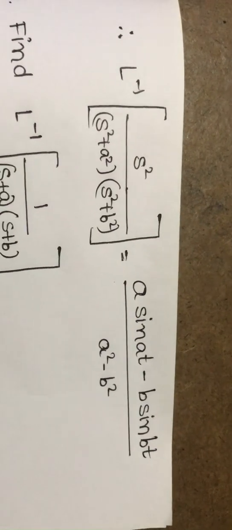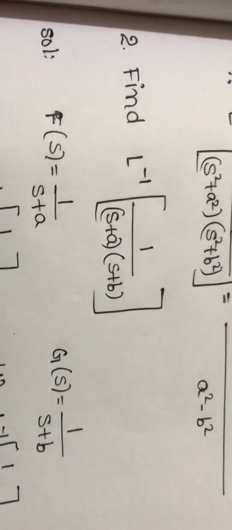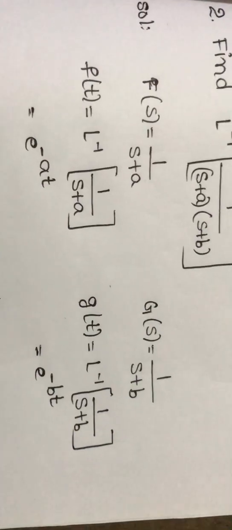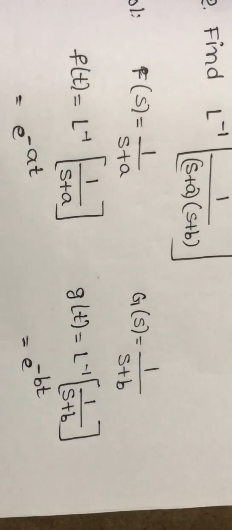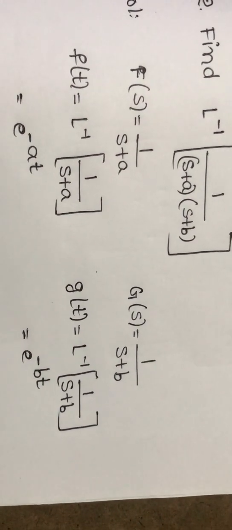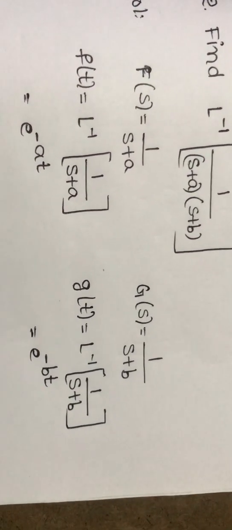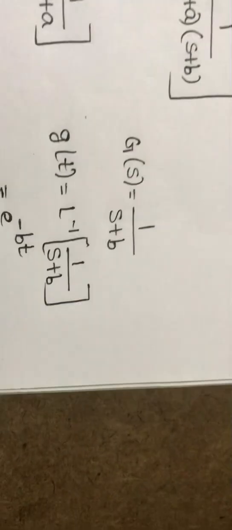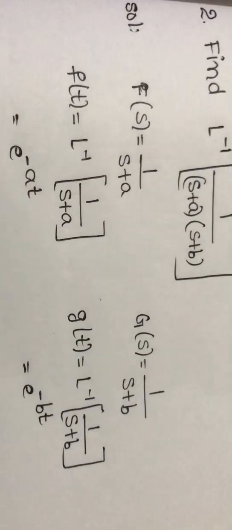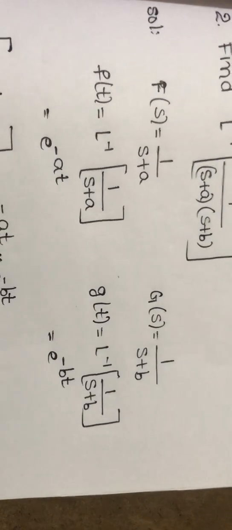Let us look at another example for better understanding. Find Laplace inverse of 1 by (s plus a) into (s plus b). Here first of all we should find F(s) and G(s). F(s) is equal to 1 by (s plus a). G(s) is equal to 1 by (s plus b). Here f(t) is equal to Laplace inverse of 1 by (s plus a), and g(t) is equal to Laplace inverse of 1 by (s plus b), and we get e power minus at and e power minus bt, which are the first function and second function respectively.